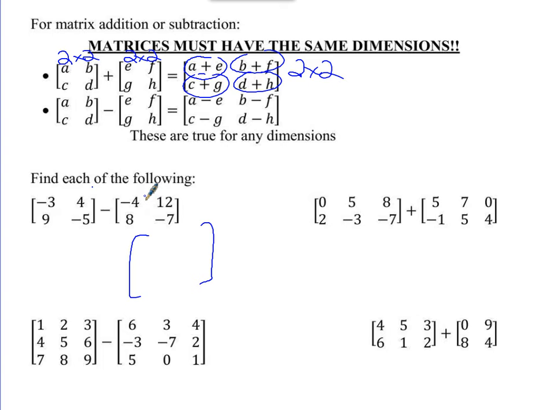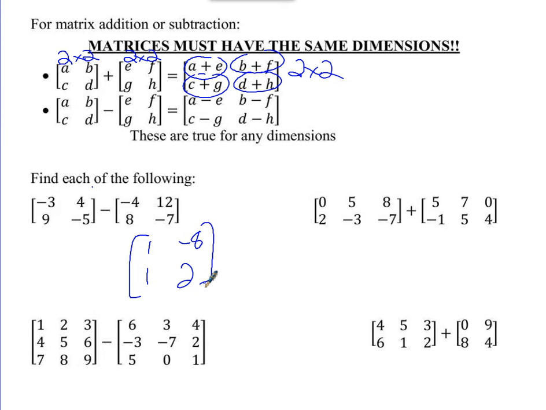Tricky. 1. Negative 3 minus negative 4. Keep, change. Negative 3 plus 4. 1. Moving across to here, we have 4 minus 12. Negative 8. Down to row 2, first column, we have 9 minus 8. 1. And then we have, in the last position, negative 5 minus negative 7, positive 2. So you'll have to be careful with your subtraction when you do it in your head.